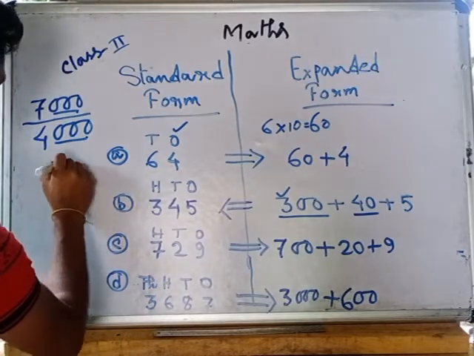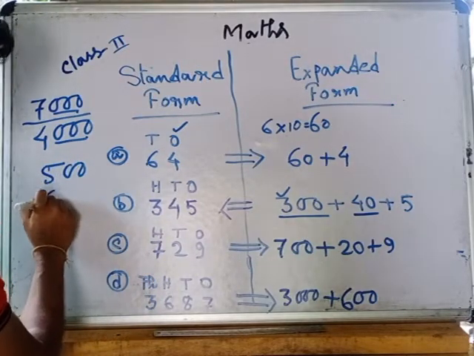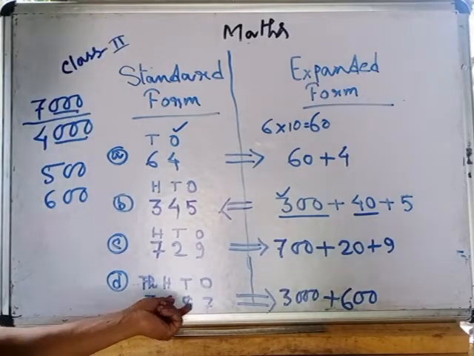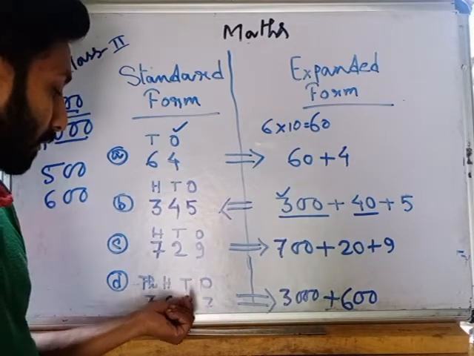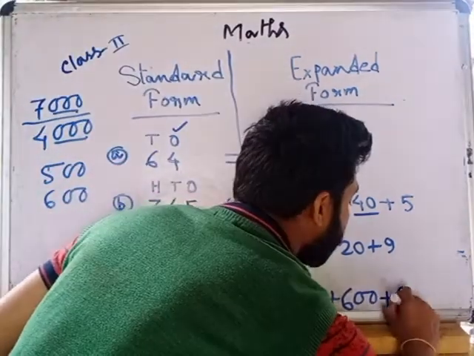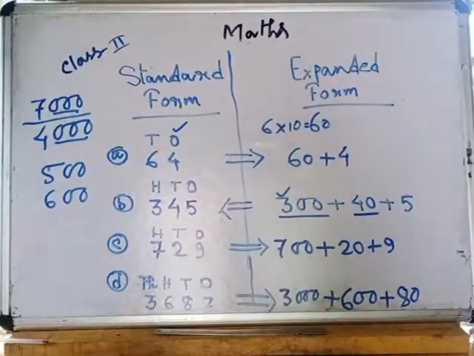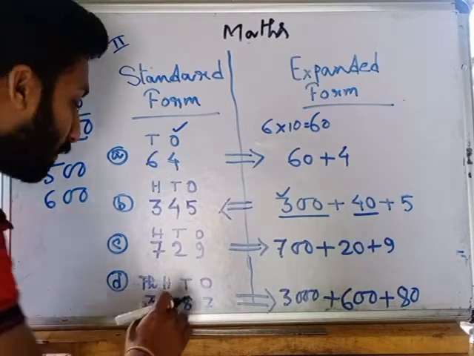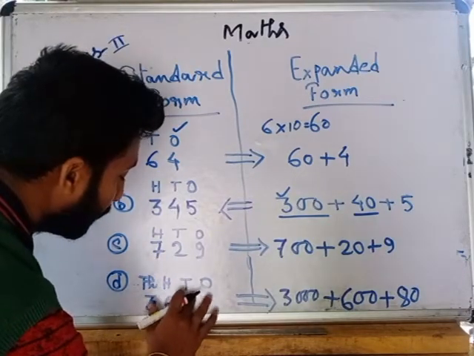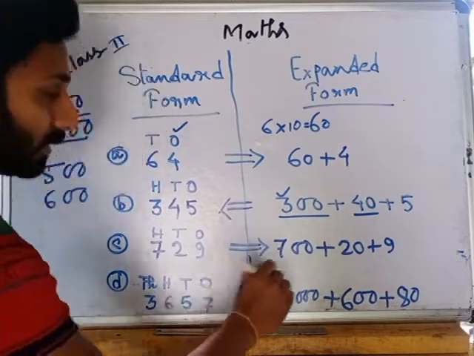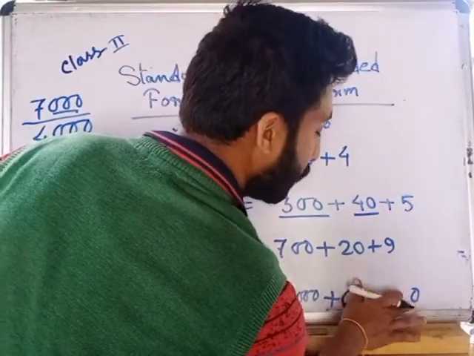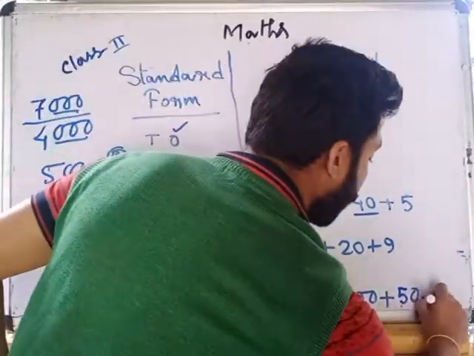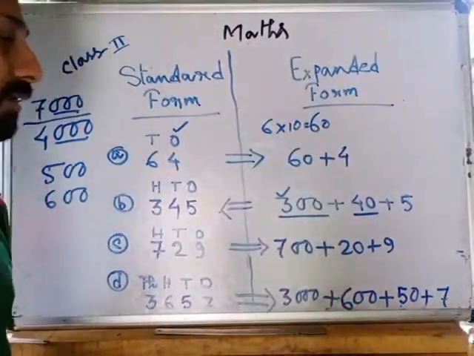If it is 500, that means 500. If it is 600, that is 600. Okay. After that, 8 is at the place of tens, that means it is 80. When it is the place of tens, that is 80. If the place of tens is 5, 0 is in there also, but here is 5. If it is 7 in the place of ones, that means it is only 7. Okay?